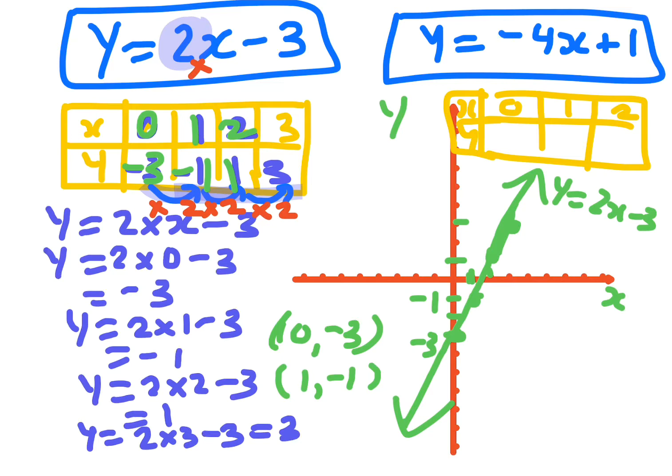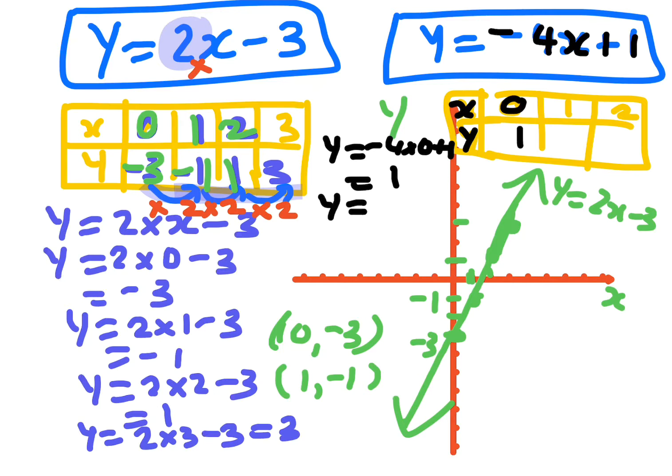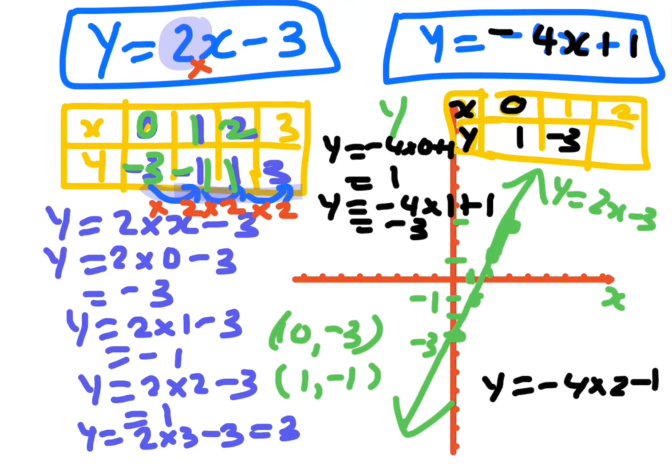Now what we're going to do is the other one. We're using minus 4x plus 1 to get the y value. So the first one you put in is 0. Minus 4 times 0 plus 1, which is 1. Minus 4 times 1 plus 1, which is minus 3. Then you've got y equals minus 4 times 2 minus 1.